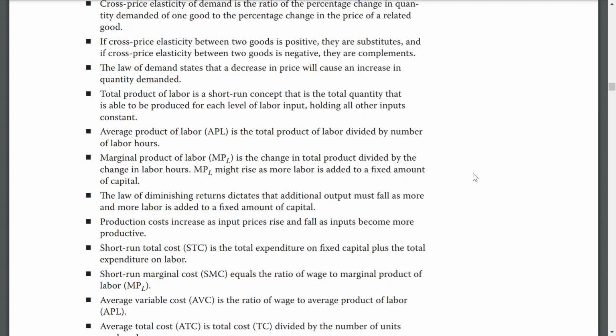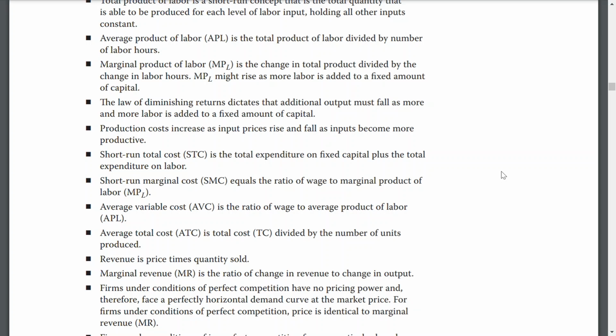Total product of labor is the short run concept that a total quantity is able to be produced for each level of labor output, holding all other inputs constant. Average product of labor, or APL, is the total product of labor divided by the labor hours. Marginal product of labor, MPL, is the change in total product divided by the change in labor hours. MPL might rise as more labor is added to a fixed amount of capital. The law of diminishing marginal returns dictates that additional output must fall as more and more labor is added to a fixed amount of capital.